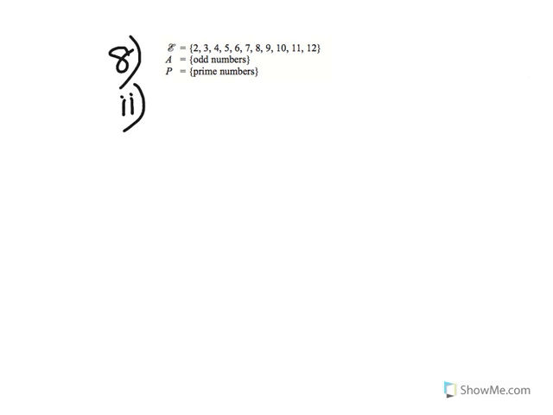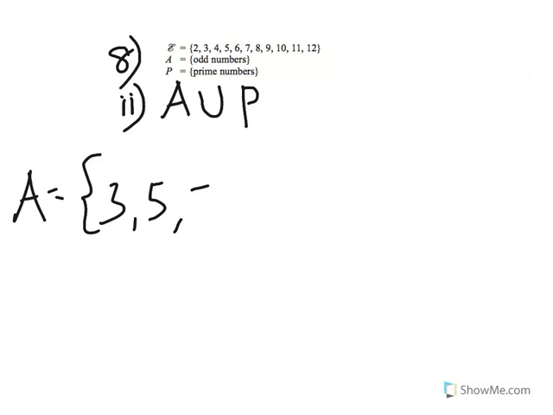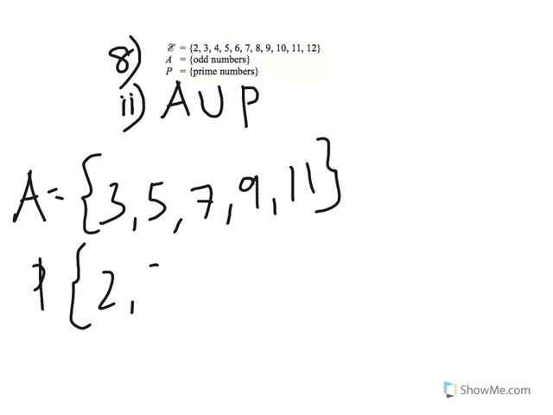So question 8.2 is actually asking you A ∪ P. Now this ∪ actually means union. So again, I'm going to write down all of the possible numbers in A, and those are actually 3, 5, 7, 9, and 11. And in P you have 2, 3, 5, 7, 11.